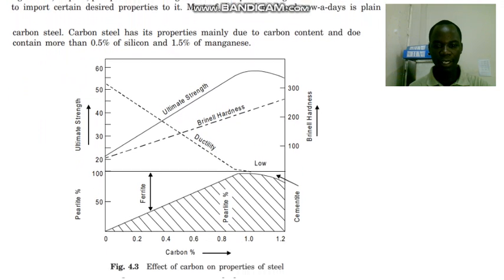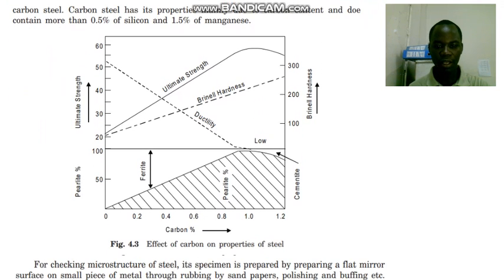So Figure 4.3 here shows the effect of carbon on the properties of steel. As you can see, the carbon content ranges from 0 to 1.2%, the ultimate tensile strength on the left-hand side ranges from 20 to 60, and the Brinell hardness ranges from 100 to 300.